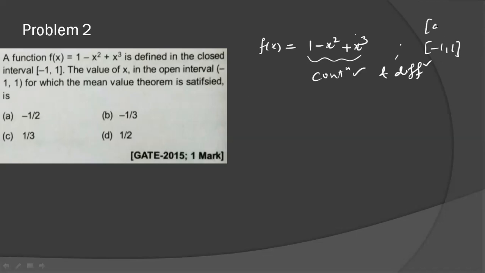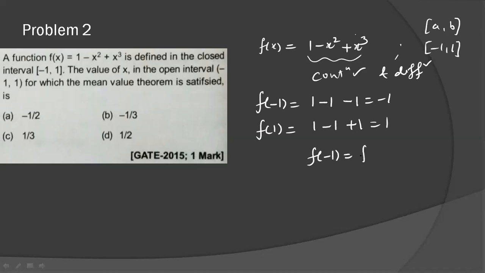If we compare with a comma b, then f at minus 1 will be 1 minus 1 minus 1. It will be minus 1. And f(1) will be 1 minus 1 plus 1. This is equal to 1. You can see that f(-1) is not equal to f(1). So we can't apply Rolle's theorem, because for Rolle's theorem f(a) must be equal to f(b).